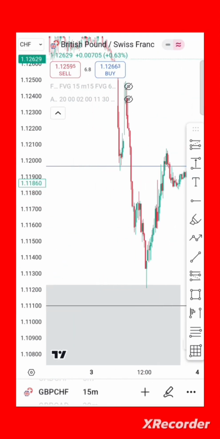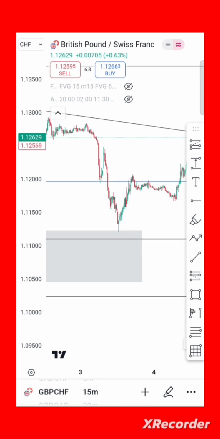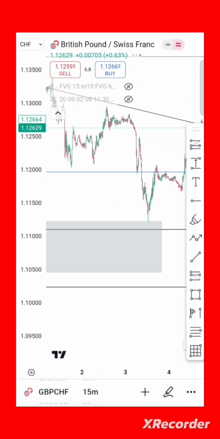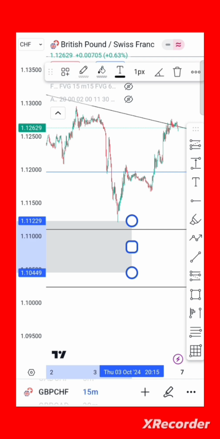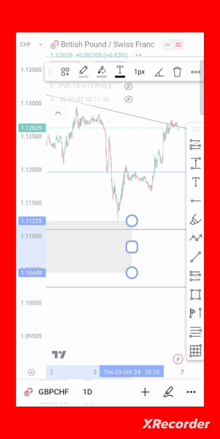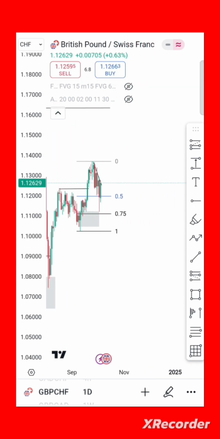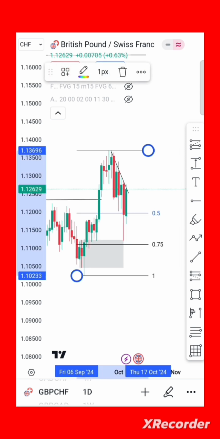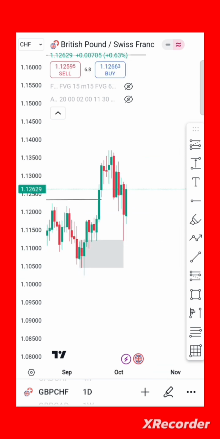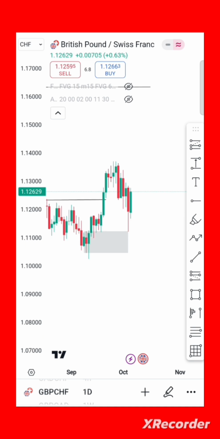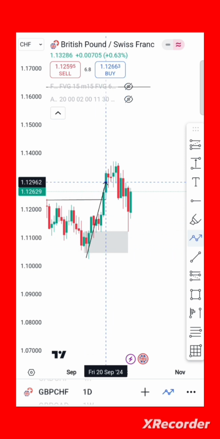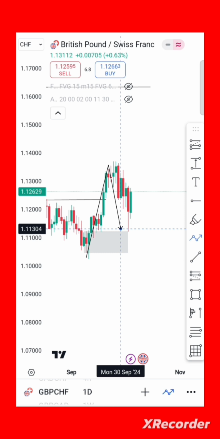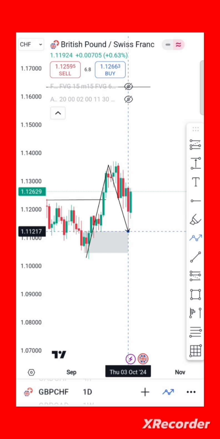So if you noticed, I had this zone marked on the daily time frame. Let me take all of these things out. So I had this zone marked on the daily time frame, and we saw price push all the way, breaking structure and then pulling back, right? This happened on Thursday, all right?